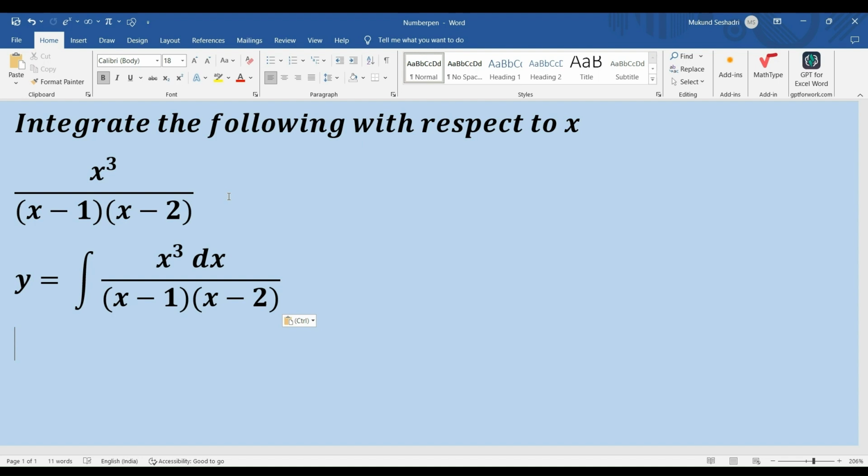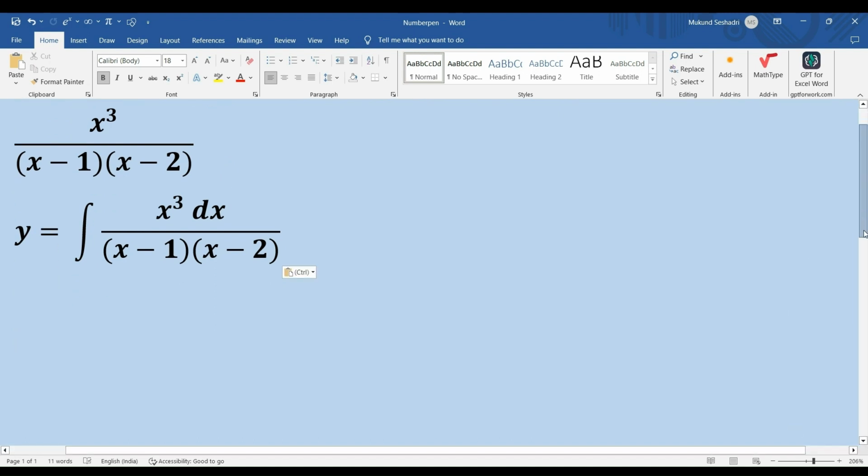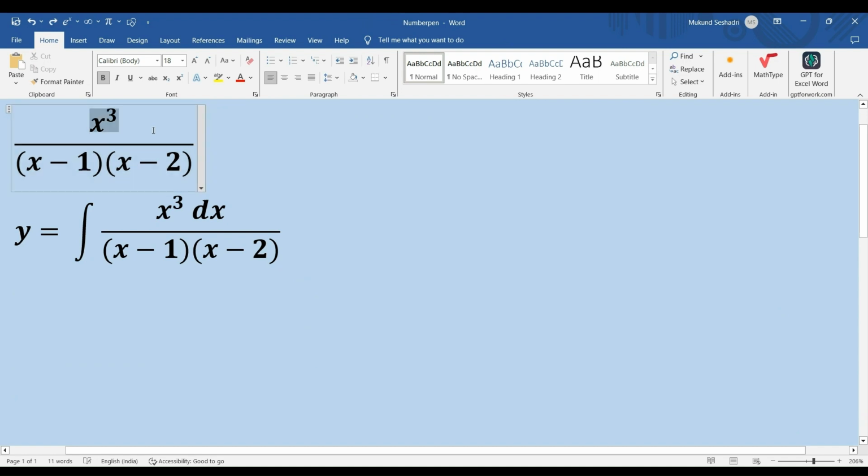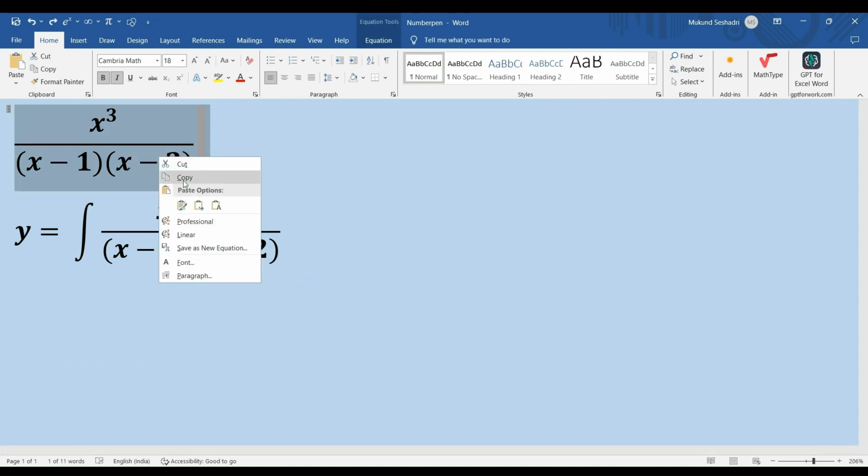So there are multiple ways of solving this problem. Look at this particular expression. We've got x cubed by x minus 1 into x minus 2. I know that the degree of the numerator is greater than the degree of the denominator, so I cannot directly resolve this problem by partial fractions. You can also do this problem by polynomial division, but I'm going to solve it in a slightly different way. And let's take a look at how I'm solving this.